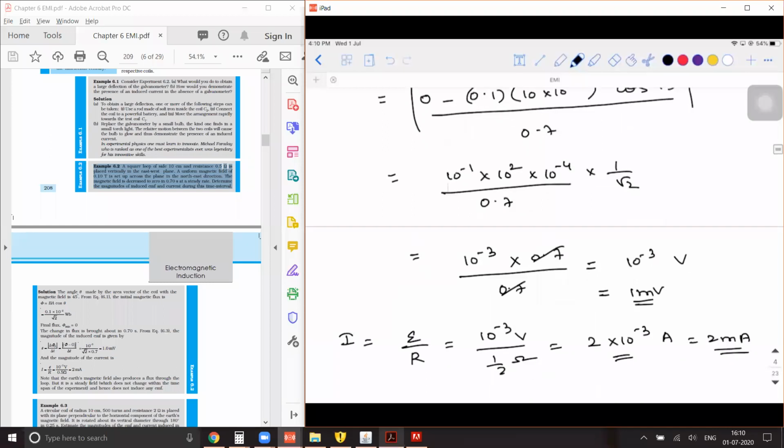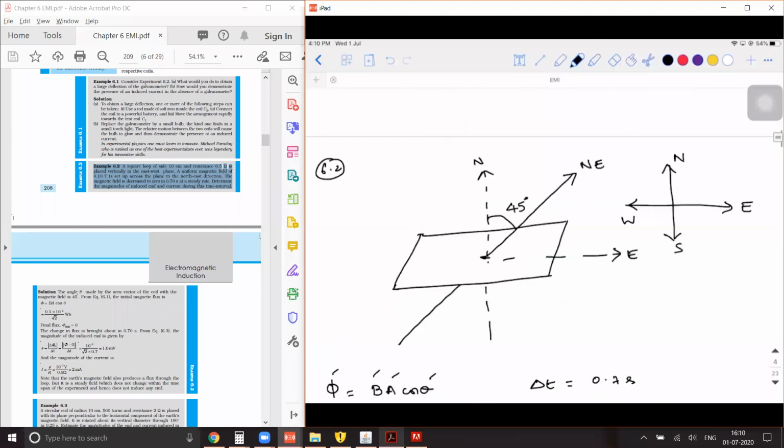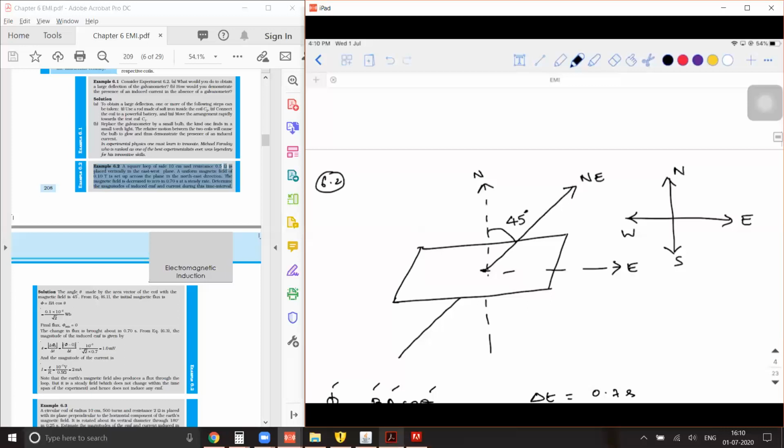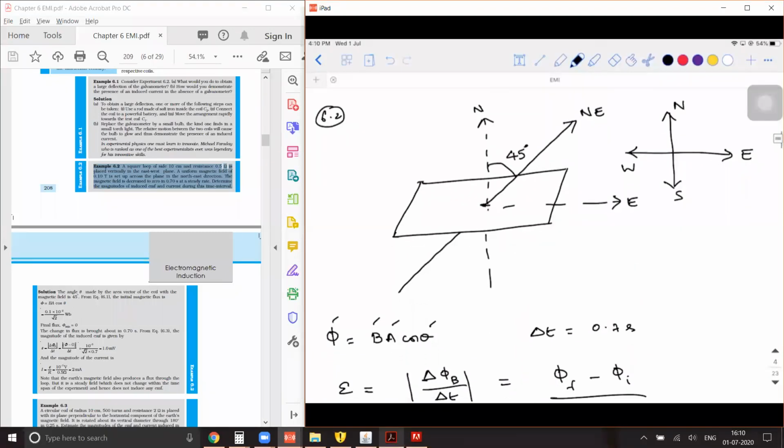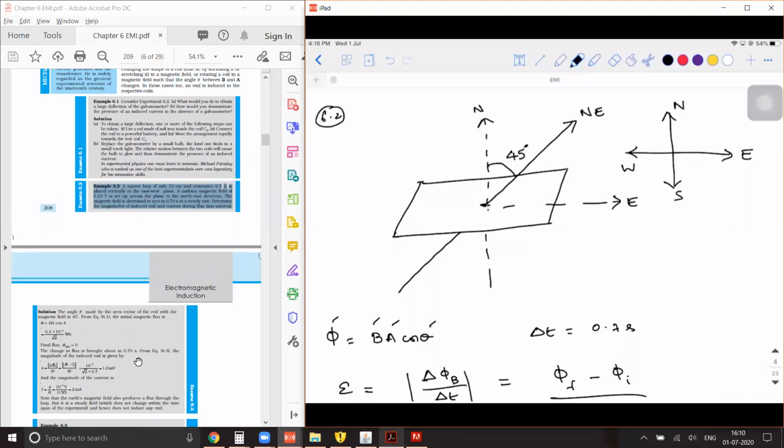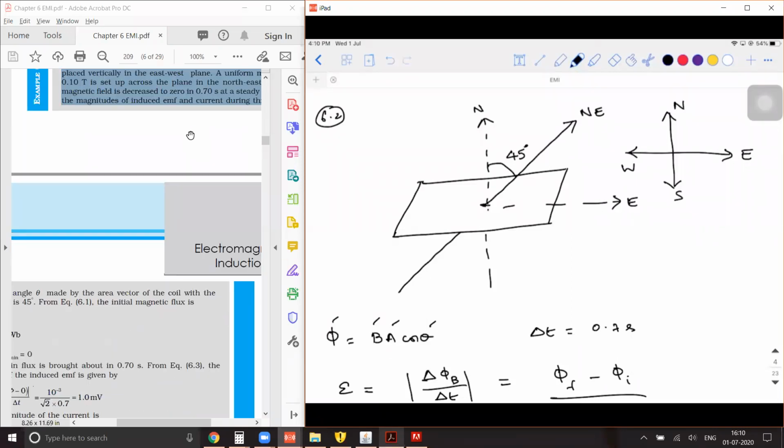So, one minute, could you show the diagram? Okay, sir, thank you. Sir, why do we take B final as 0, sir? I didn't take it, they told it: it decreased to 0. Oh, yes, okay, sir. Thank you, sir.